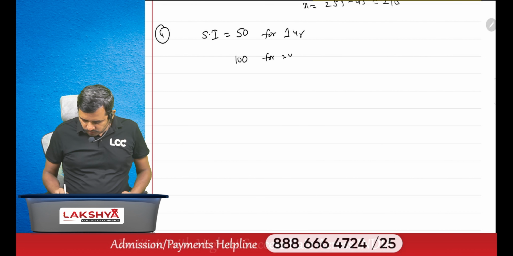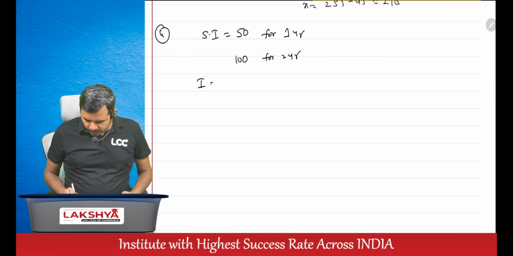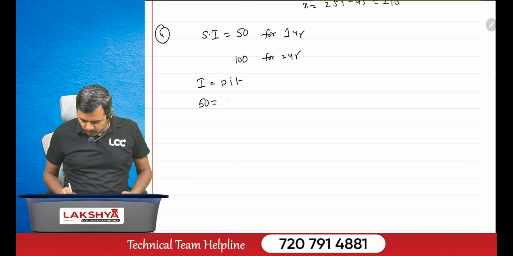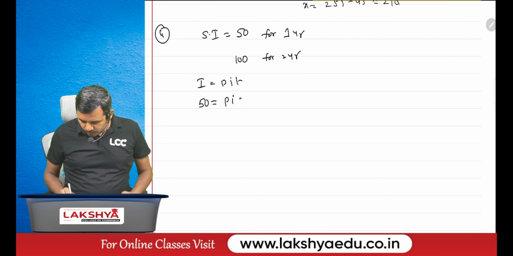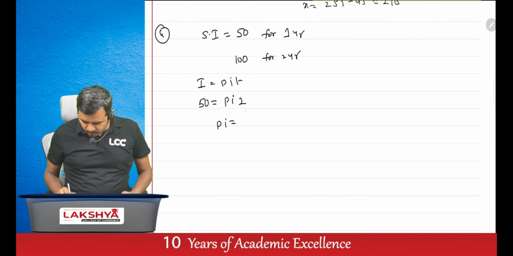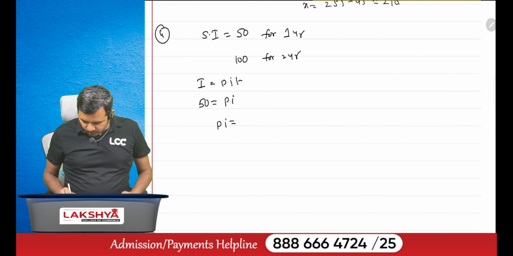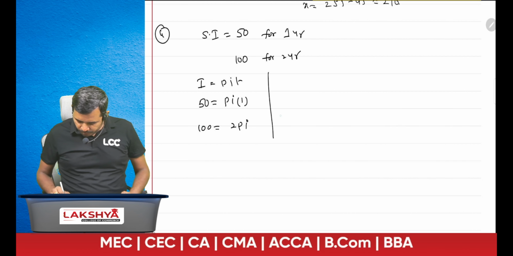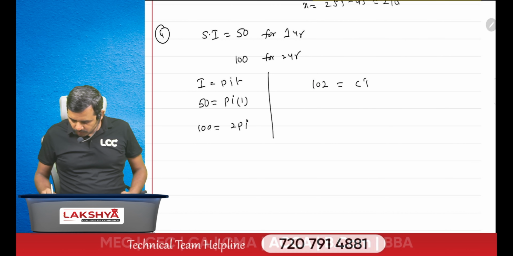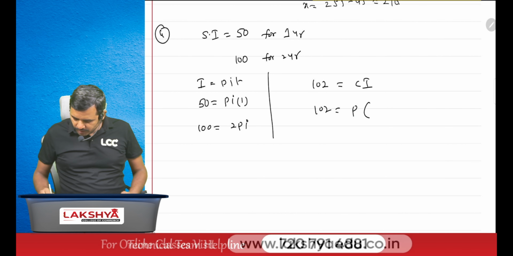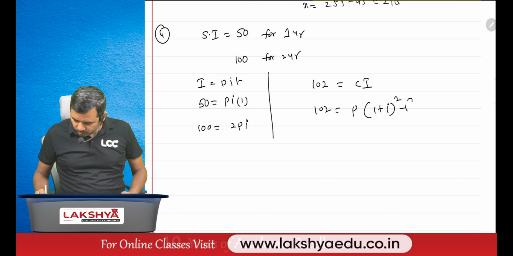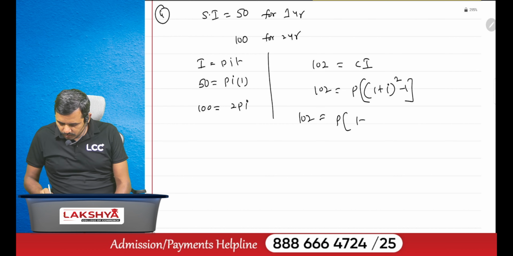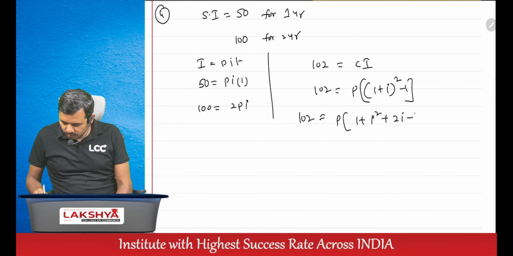For 2 years, the simple interest formula is I equals PIT. Therefore 50 is equal to P into I into 1 for 1 year, so PI is 50. For 2 years, 100 is equal to 2PI. Keep that in mind. Next, 102 as compound interest. What is the compound interest formula? That is P into (1 plus I) whole power 2, minus 1, for 2 years. Therefore 102 is equal to P into (1 plus I squared plus 2I minus 1), because that is in the form of (A plus B) whole square.